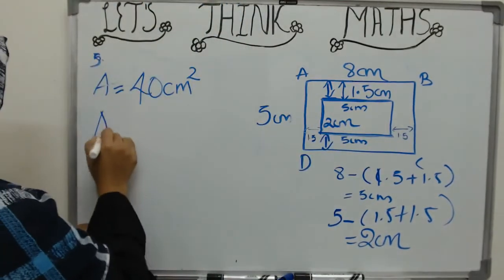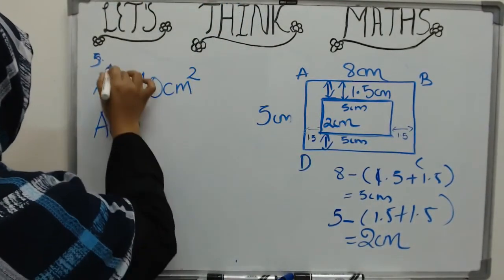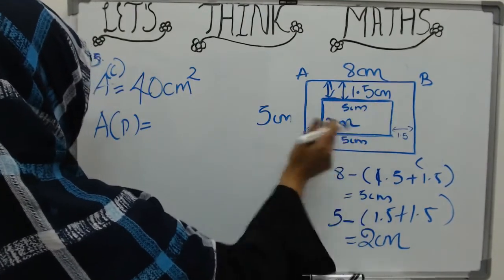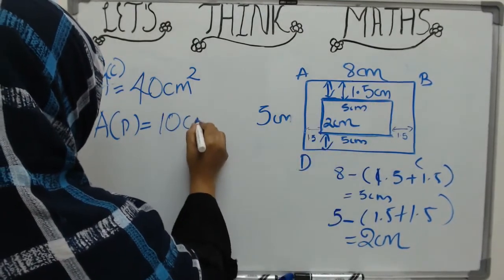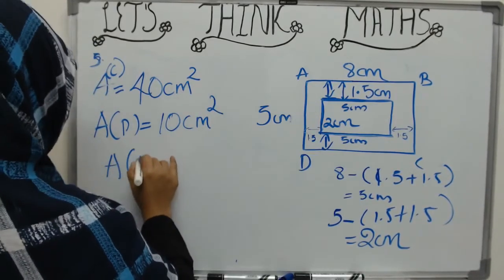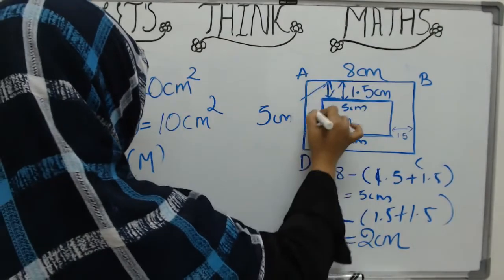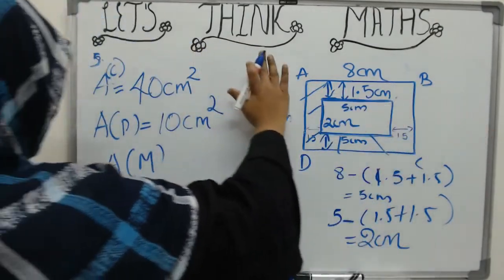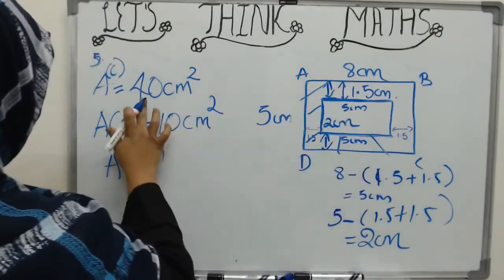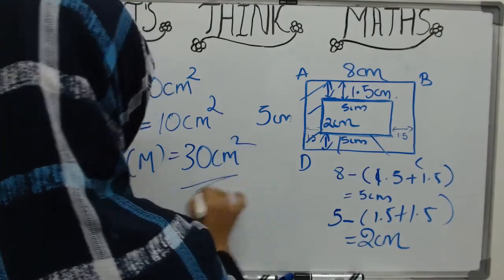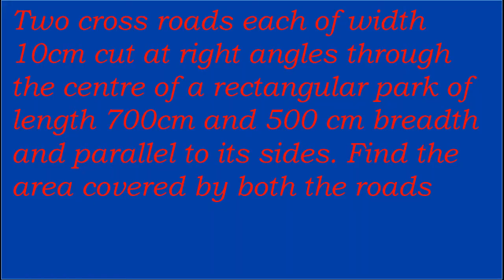So what is the area of the picture? This is the area of the cardboard. So area of the picture will be 5 centimeter into 2 centimeter, which is 10 centimeter square. Then that is not the question. The question is about this area. And what will that area be? The cardboard minus the picture, that is equal to 30 centimeter square. Now we go to the 6th problem.